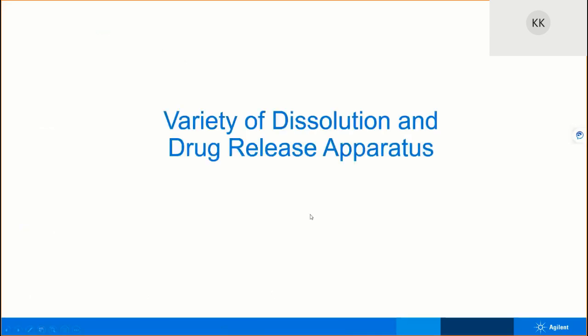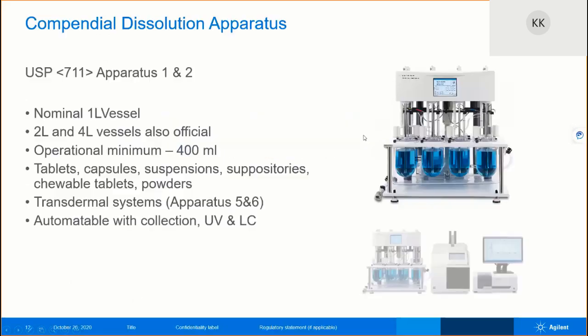So what's the variety of dissolution and drug release apparatus? Of course, I'm sure you're all familiar with the apparatus 1 and 2 that you see at the upper bit here. Usually you work in 1 liter vessels, but even 2 liter and 4 liter vessels are official, right? So if you're running into sink conditions, or if you have a veterinary product, then these 4 liter or the 2 liter vessels are very popular. We even have a bespoke system made for us with 5 liter vessels. Everything is possible there. That's not compendial anymore, but it is possible.